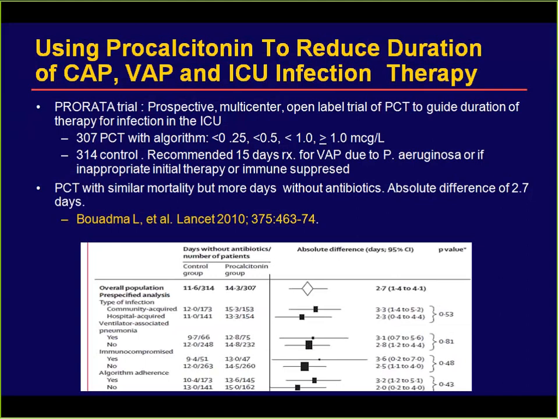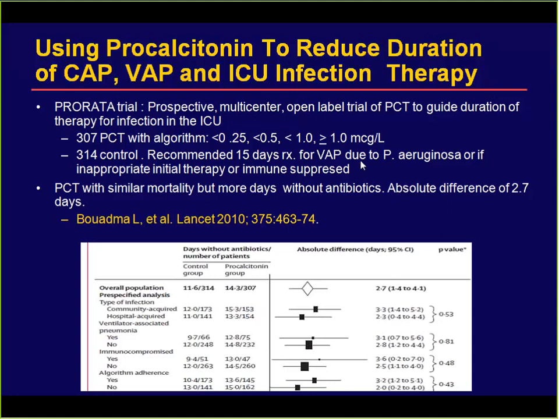The first really big ICU study that included all comers with all types of infection was the PRO-RADA trial, and it was, in my mind, a real landmark study. They did a multi-center study with 600 ICU patients, infections of all types. 300, again, got the procalcitonin algorithm. The other 300 got antibiotics for 15 days for pneumonia due to Pseudomonas or other recommendations for other infections.